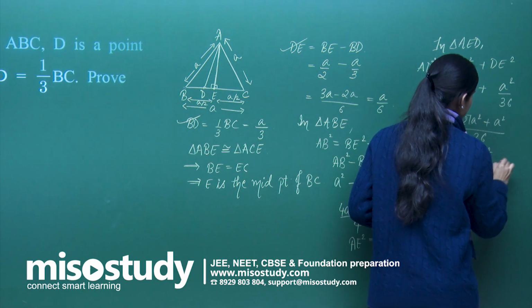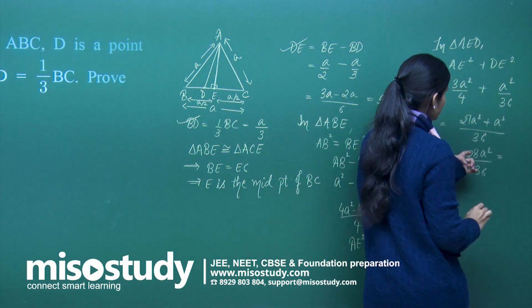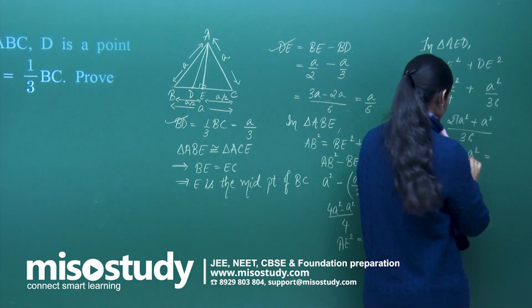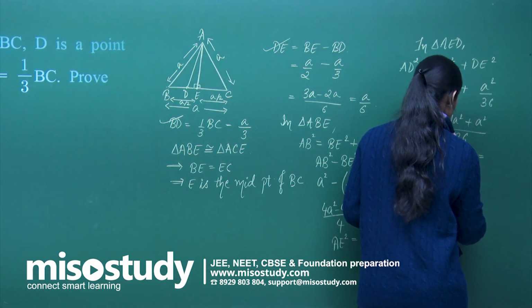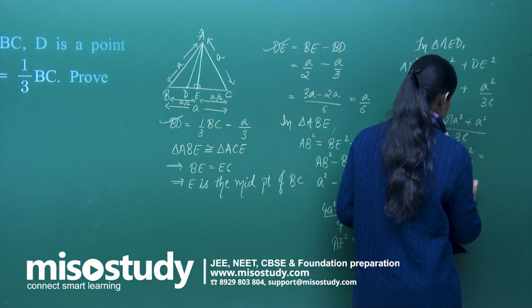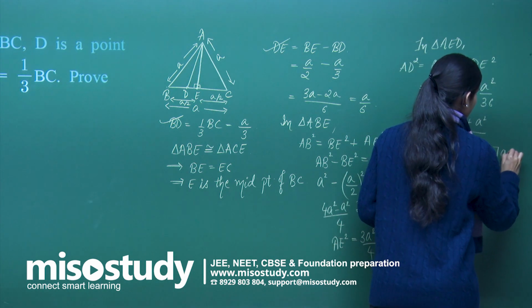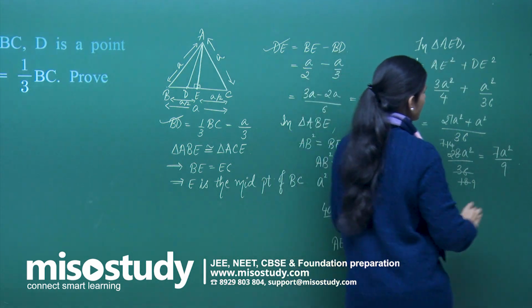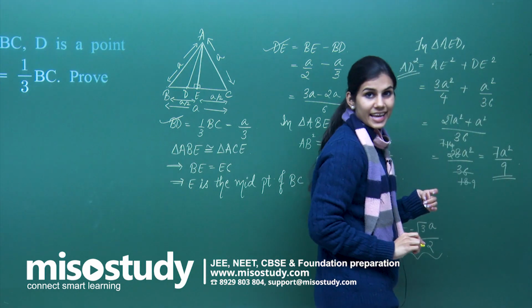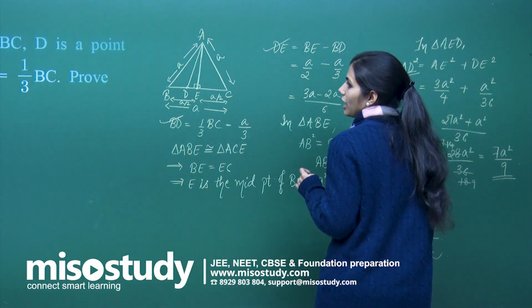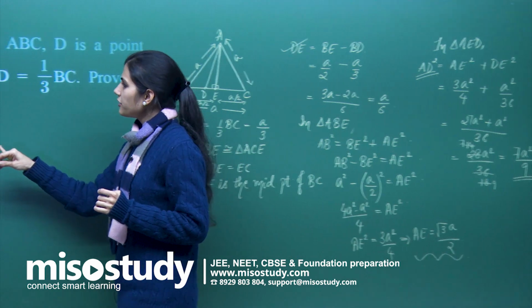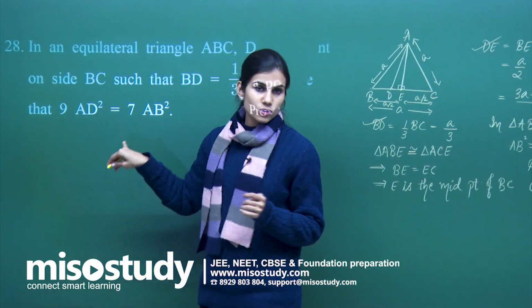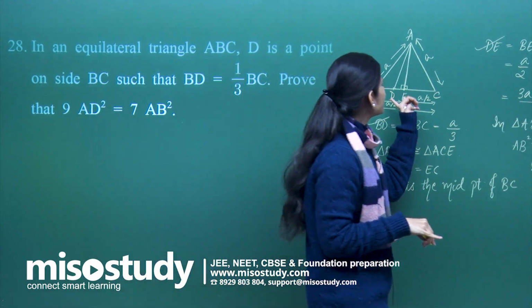by 36, which gives you what? This is 14. Let me just write it down. This is 18, this is 7 and this is 9. So you get 7a square by 9. Now you see you have AD square is 7 by 9a square, you know that you have to show AD square is 7 by 9 of AB square and AB is of length small a.